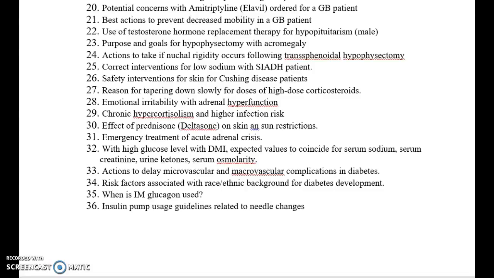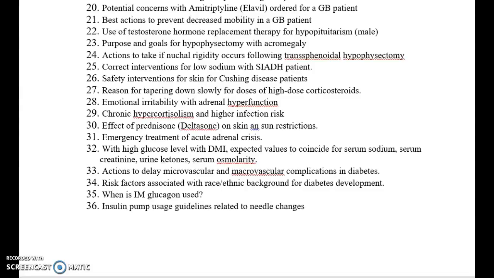Actions to take for nuchal rigidity. Make sure that you look up nuchal rigidity and just know that usually that's a symptom of some type of infection, and that your actions should really deal with how you assess somebody for infection.